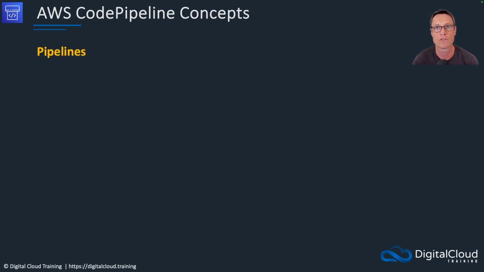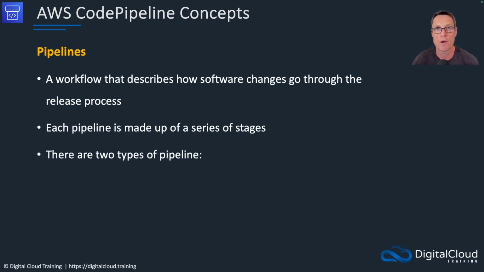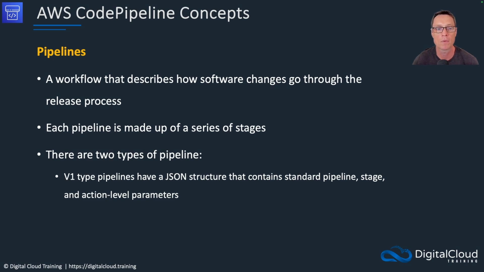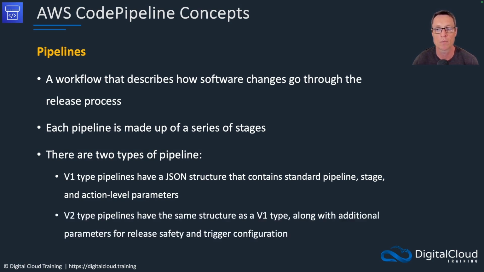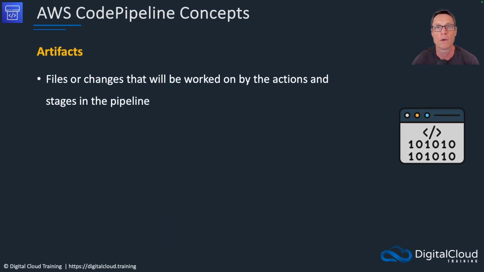So let's cover some of the concepts. We have pipelines. This is a workflow that describes how software changes go through the release process. Each pipeline is made up of a series of stages. There are two types of pipeline you can create: a V1 type pipeline, which has a JSON structure and contains standard pipeline stage and action level parameters, and then the V2 type, which has some additional options for release safety and trigger configuration. We have artifacts as well, so these are the files or changes that are going to be worked on by the actions and stages in the pipeline.